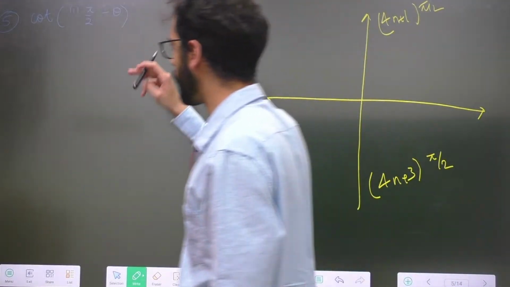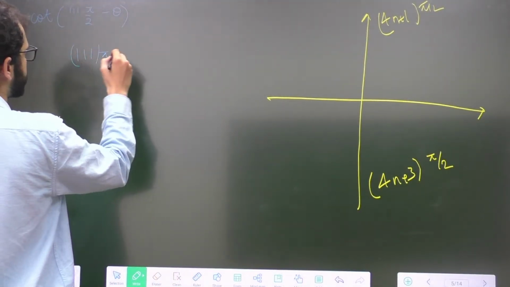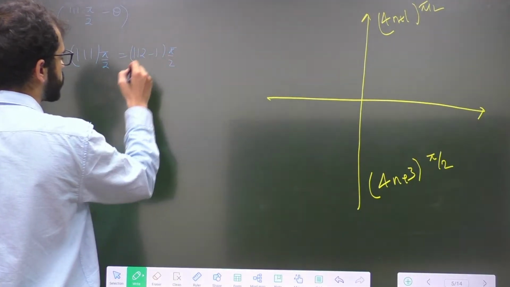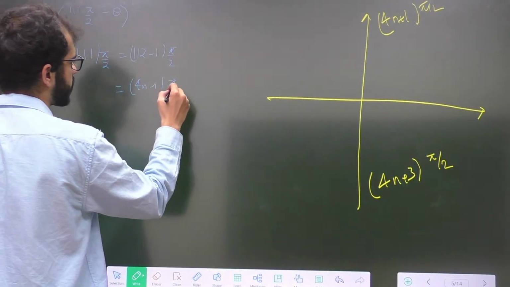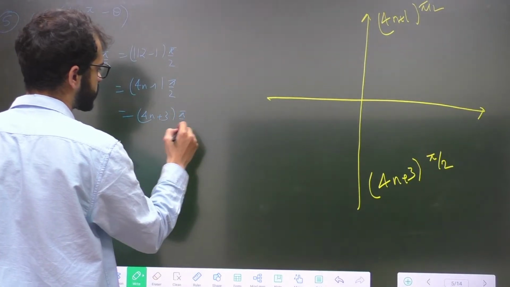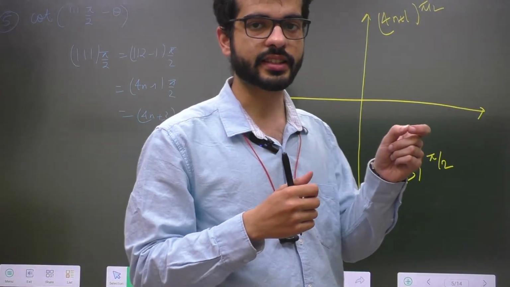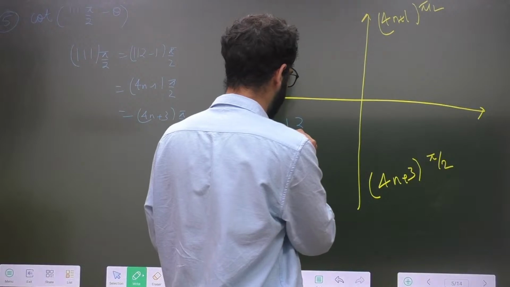Now let's observe how I can write 111 pi by 2. 111 pi by 2 can be written as 112 minus 1 pi by 2. What is 112? A multiple of 4. 4n minus 1 pi by 2 can also be written as 4n plus 3 pi by 2. This is what we discussed in the previous lecture. Multiple of 4 plus 1 is the same as multiple of 4 minus 3. This was the example which I gave back then.